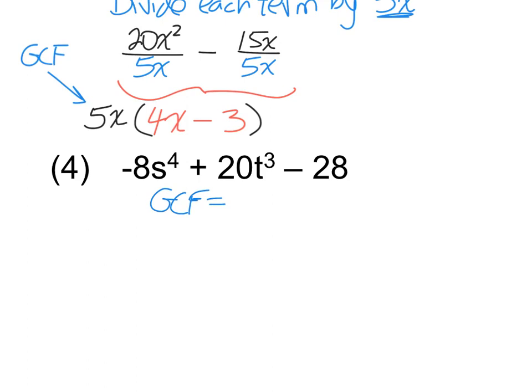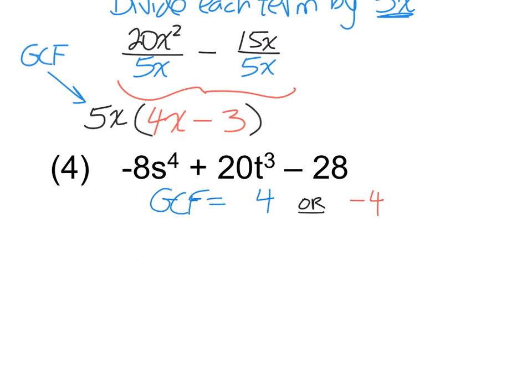Now the question here, and it's a valuable question, do I want to take out a 4 as my GCF, or do I want to take out a negative 4? Does it matter? Negative 4 does go into 20, but if you do a negative 5, that's incorrect. So as it turns out, you can take out a 4 or a negative 4.